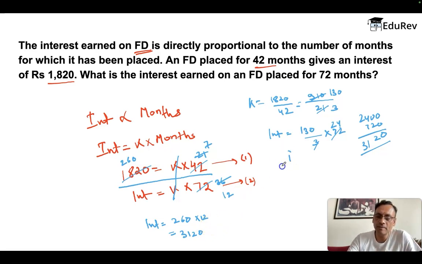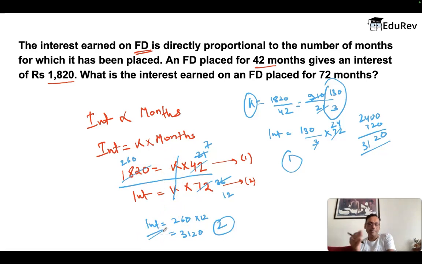Okay, so this is my method 1 and this is my method 2. In method 1, I have found the value of the constant, and I got it as 130 by 3, which I have replaced in the second equation to find the value of the interest. In the second one, I have directly divided the two equations, cancelled my constant and found the value of the interest directly. Method 2 obviously will be faster and better. In case the constant has not been asked, I'll always suggest that we do the second method.